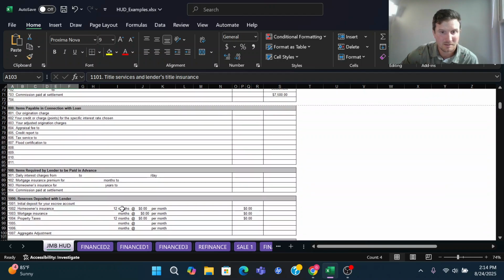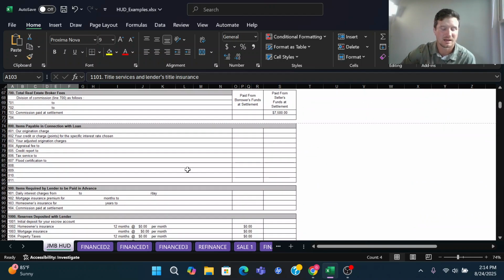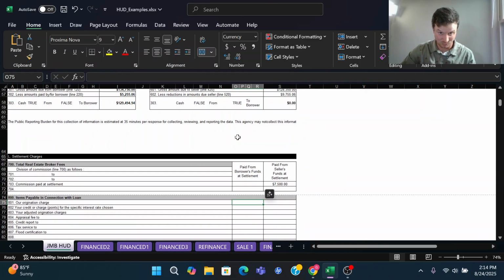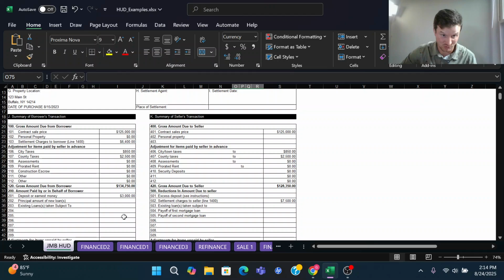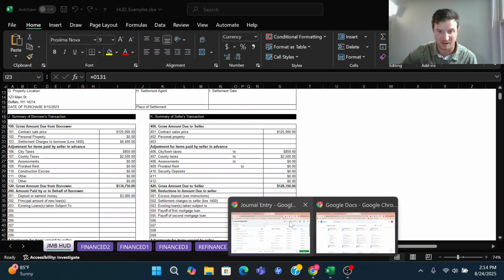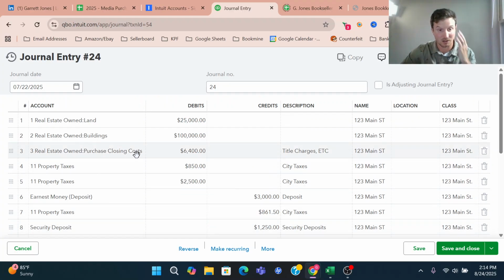If you had a loan on this, then you would probably be seeing more of these charges up here, like the commission fees, origination charge, or points. You'll be seeing that a lot more right here. But since this is just a simple cash purchase, everything is pretty simple, and you can just take this number for the settlement charges, and that is going to go underneath closing costs.